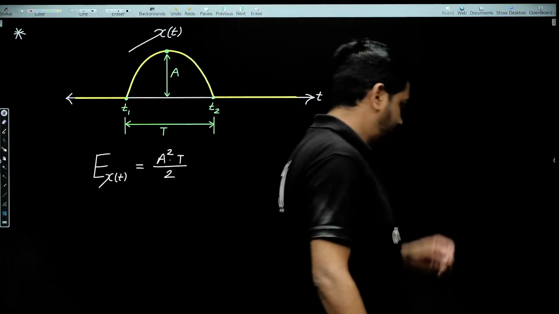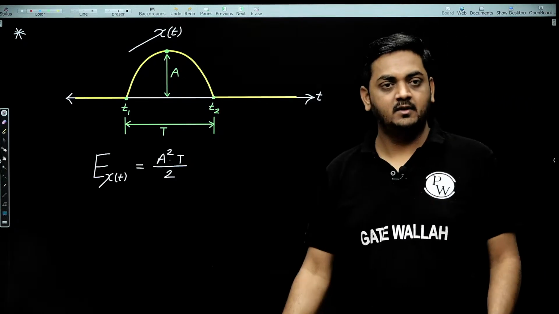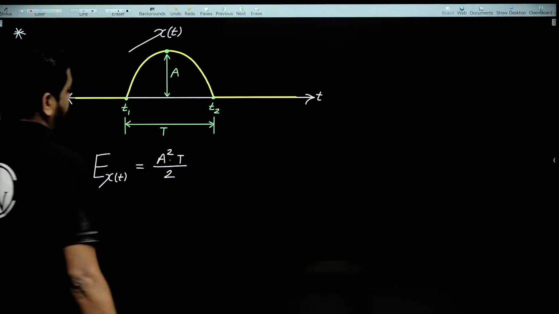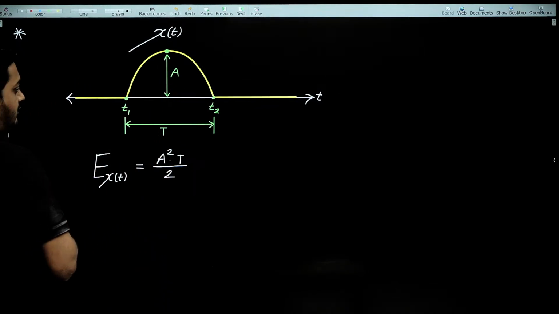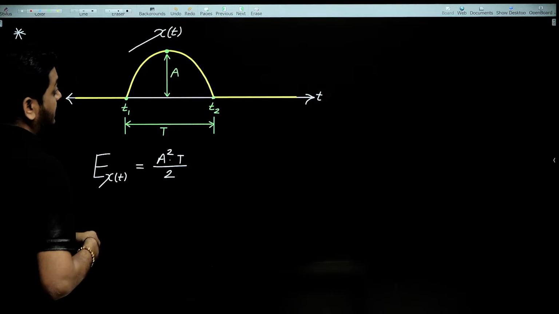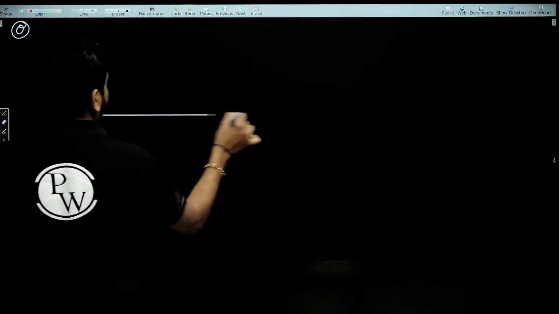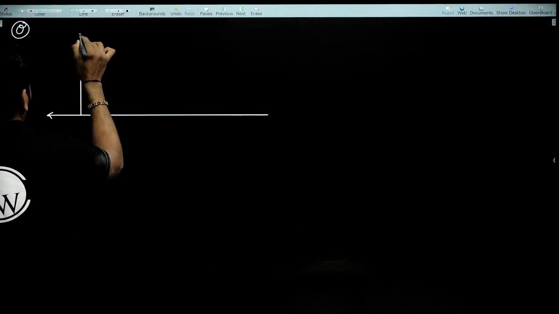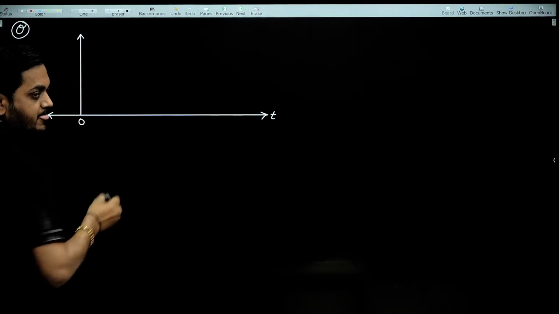Any doubt in this? Is this clear to each and every student? Okay, very good. Similarly, let us consider a single triangular pulse. This is the sinusoidal pulse. Previously we saw the rectangle pulse, and next is the triangular pulse, like this. Let us consider this triangular pulse, and what will be the energy of this triangular pulse?